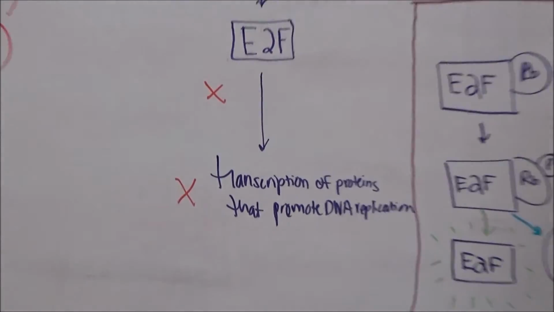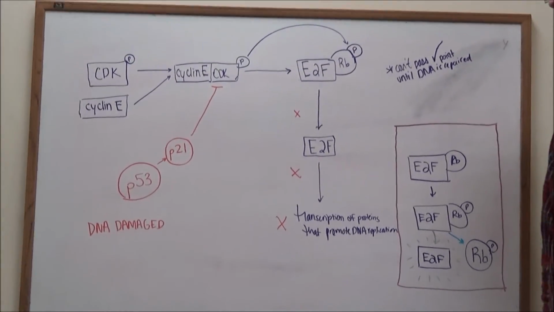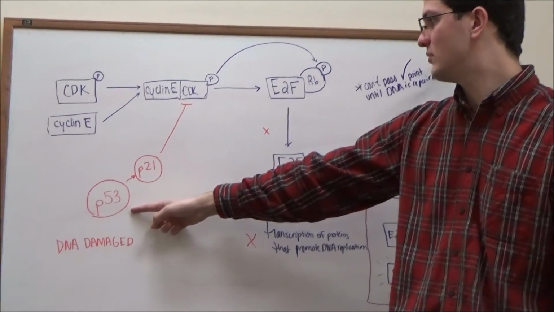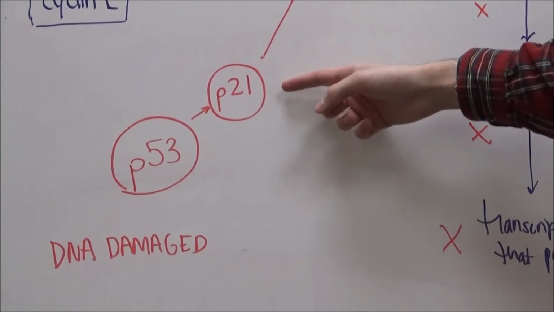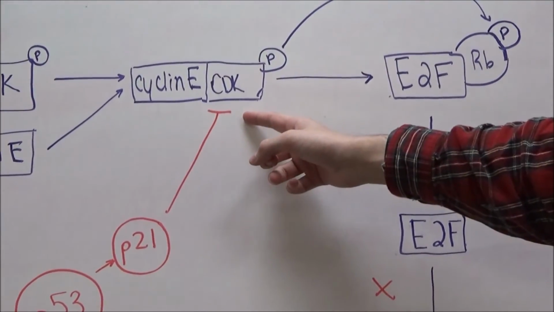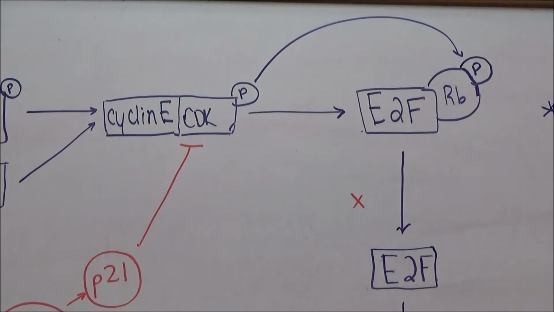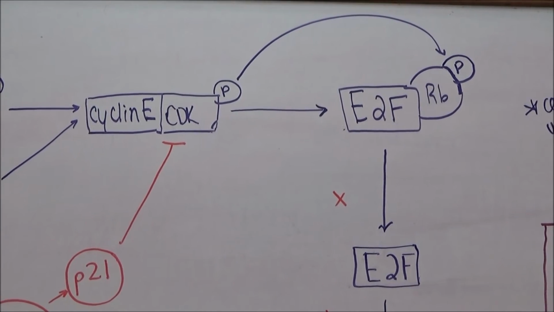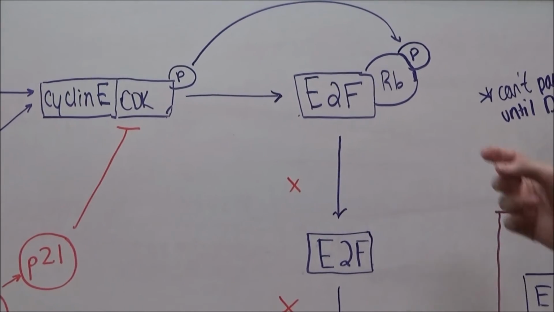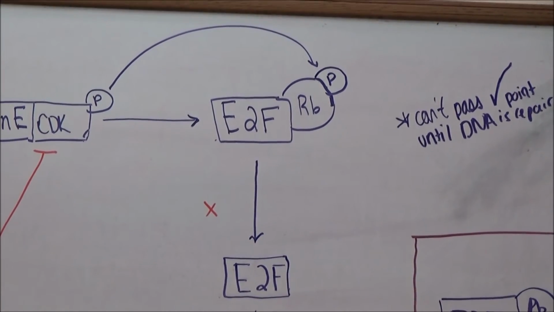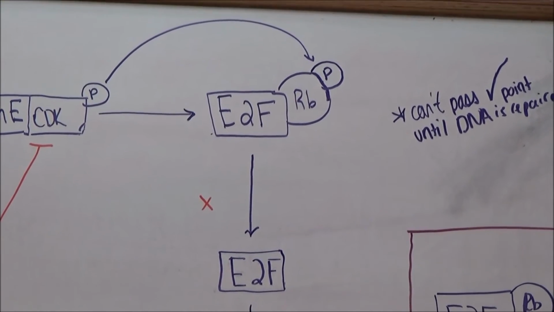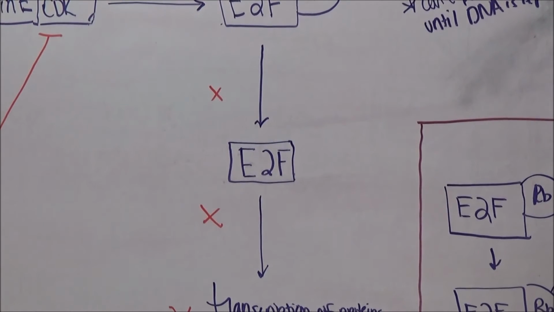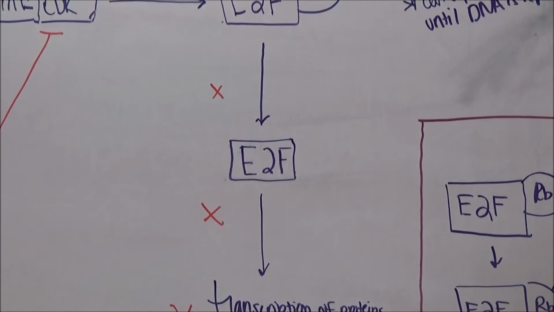So if the cell realizes that the DNA is damaged, it's going to upregulate the levels of P53, which in turn will make P21 and inactivate this cyclin E-CDK complex. What that's going to do is it's going to inhibit the cell's ability to phosphorylate the E2F-RB protein complex, and thus the cell will never have active E2F and will not transcribe the proteins until we know that the DNA has been fixed.